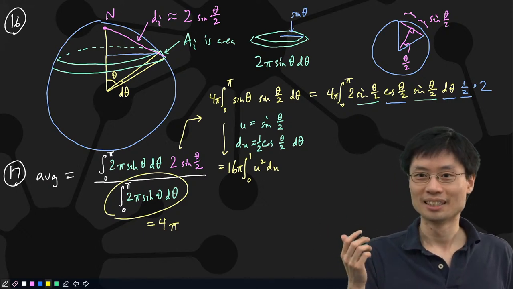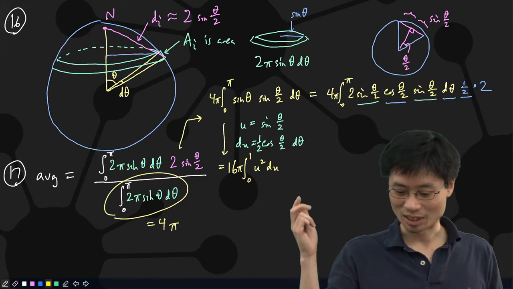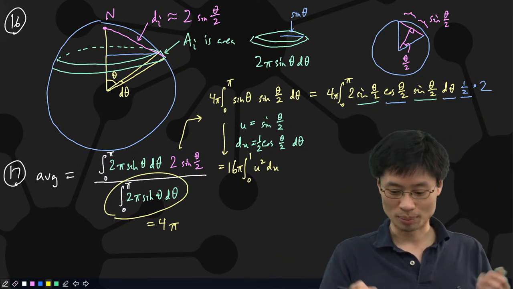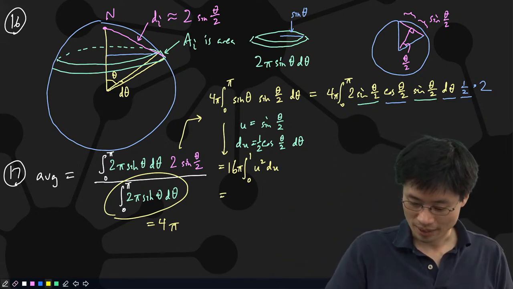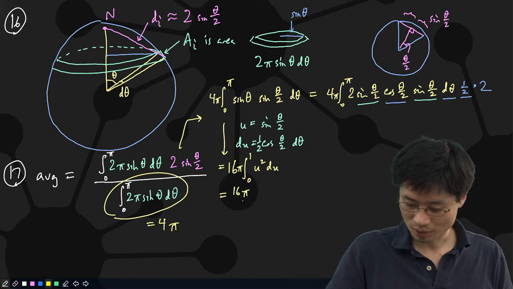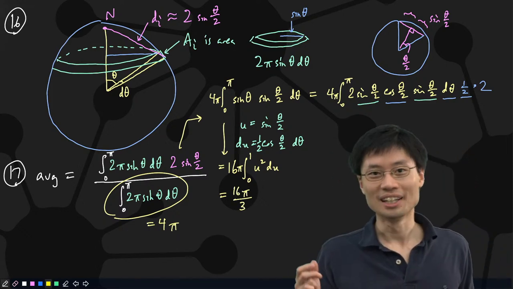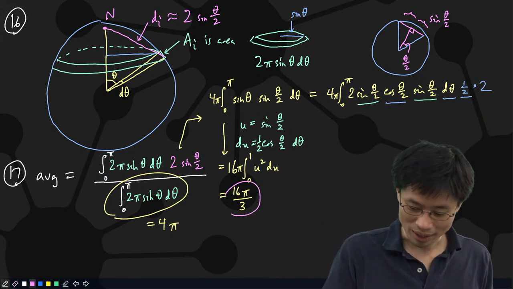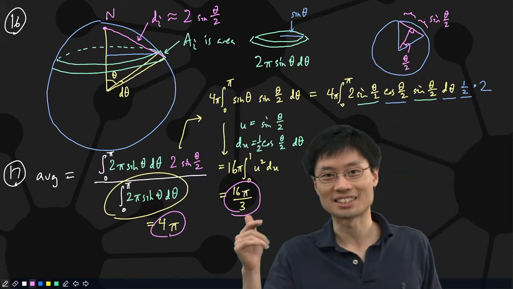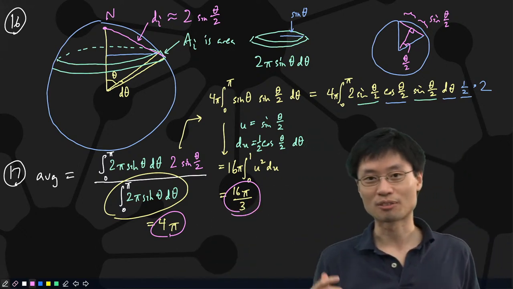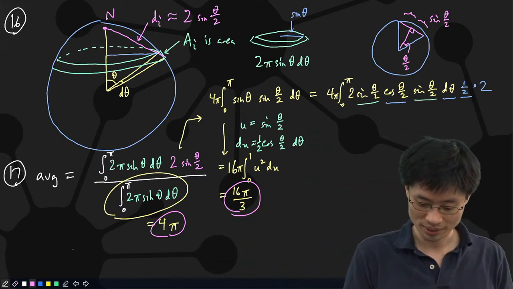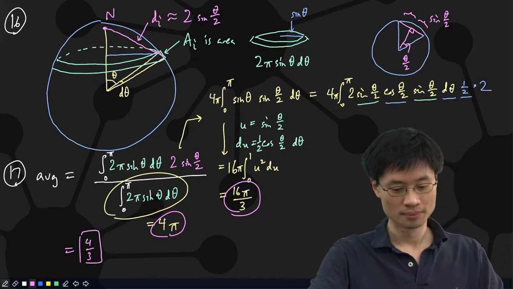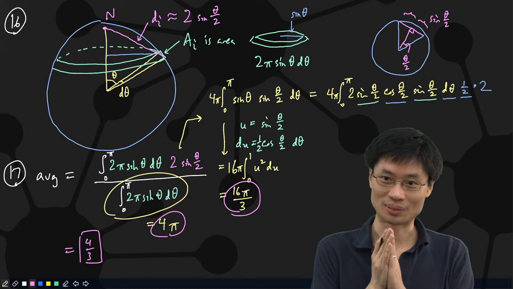But now we're good. Because if you integrate the integral from 0 to 1 of u squared, that's 1 third u cubed, and if you plug it in, you just get 1 third. And so this is 16 pi over 3. And finally, if you take the 16 pi over 3 and divide by the 4 pi, you get the answer. 16 pi over 3 divided by 4 pi turns out to be 4 thirds. So that's actually the answer to this question.